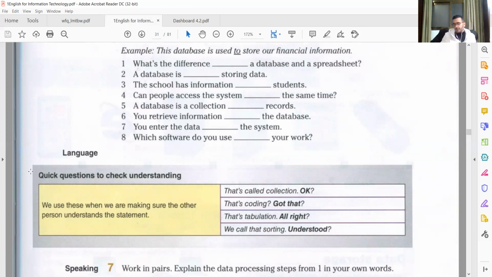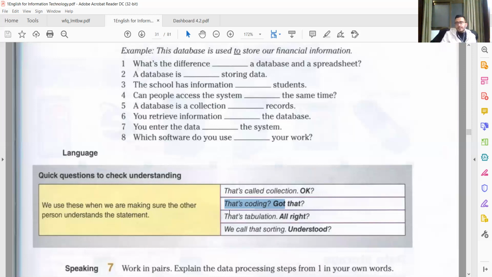So see the examples here. That's called collection, okay? That's coding, got that? That's tabulation, right? We call that sorting, understood? Like the word okay, fine, did you get me, do you understand what I'm saying. Even in Arabic, when we explain something to someone, we always make sure whether they understand us or not.